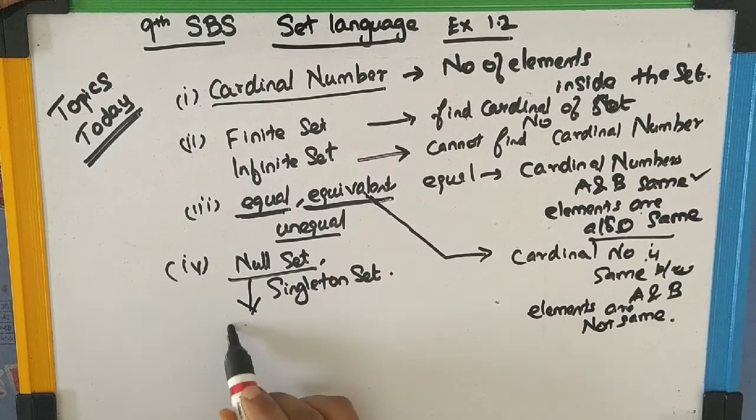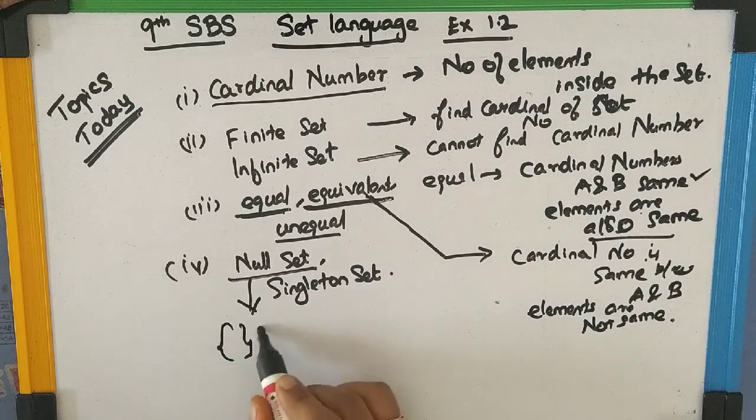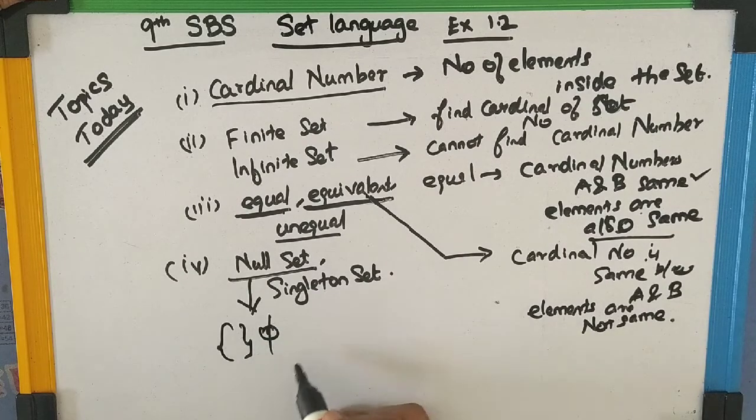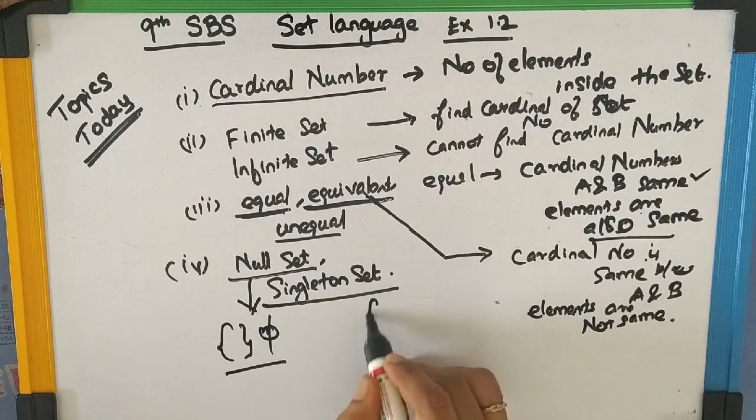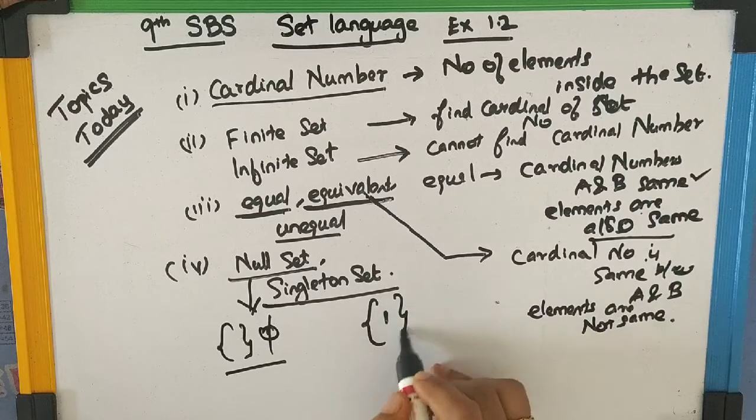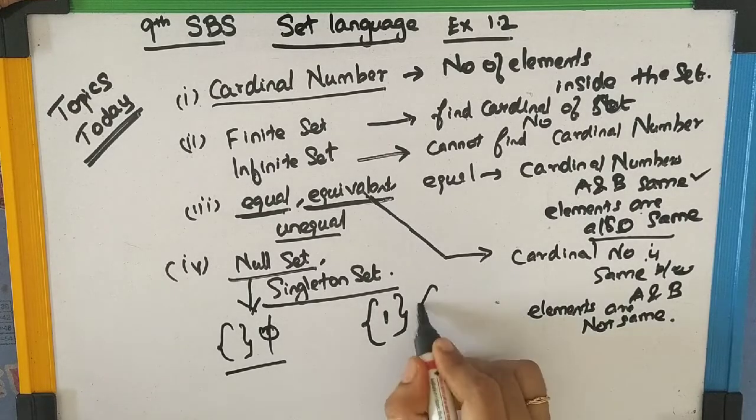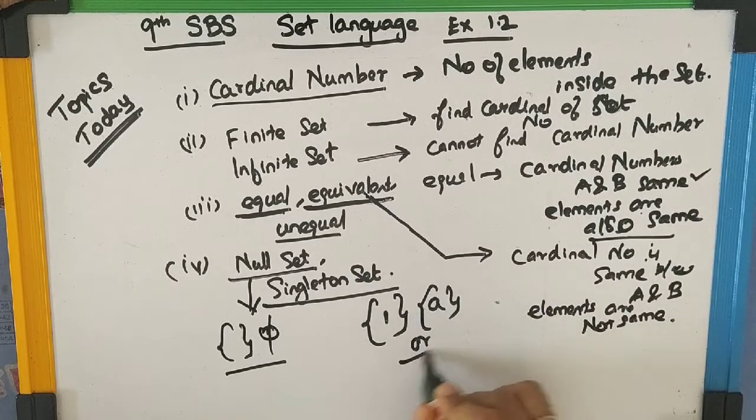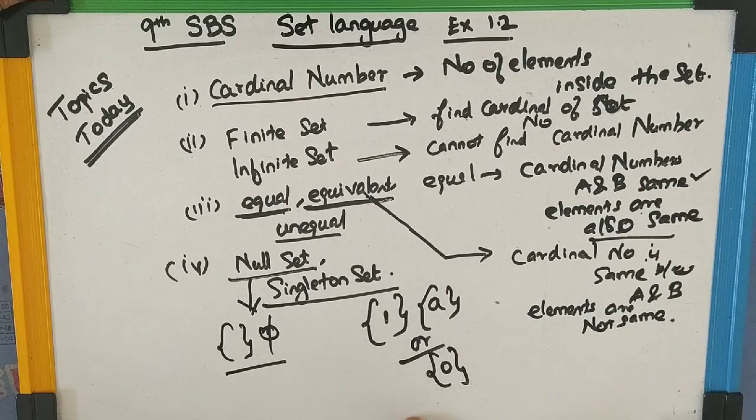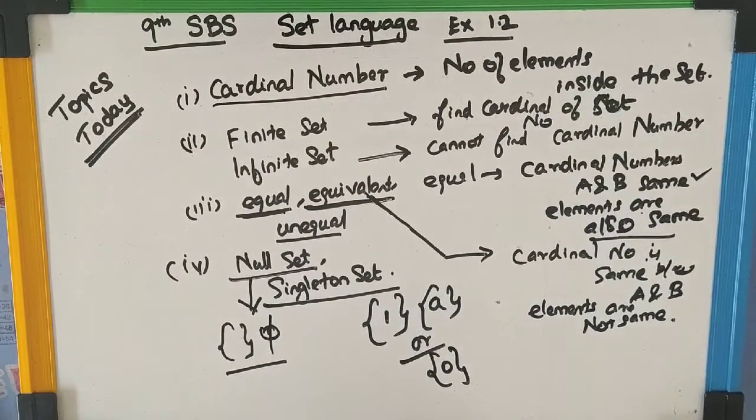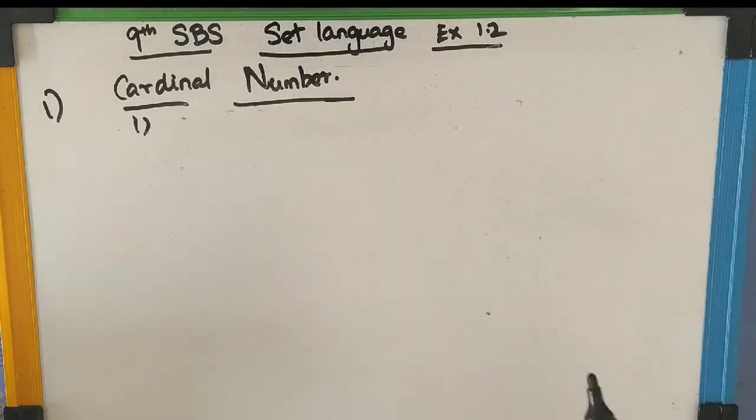Now what is a null set? A null set is an empty set, just an empty set. It doesn't contain any elements. Now what is a singleton set? The set which has only one element is called a singleton set. That is, it may be 1, A, 0, anything. Now let's see the exercises.